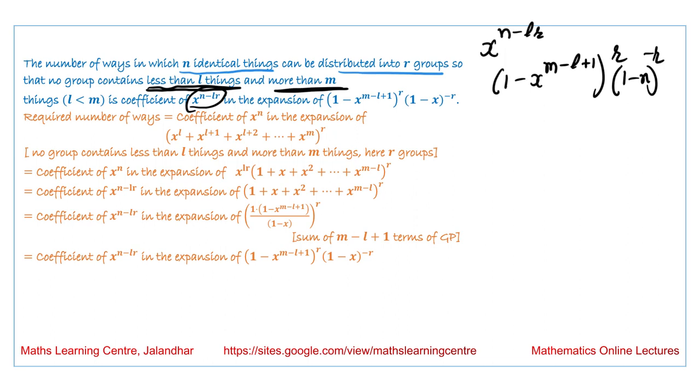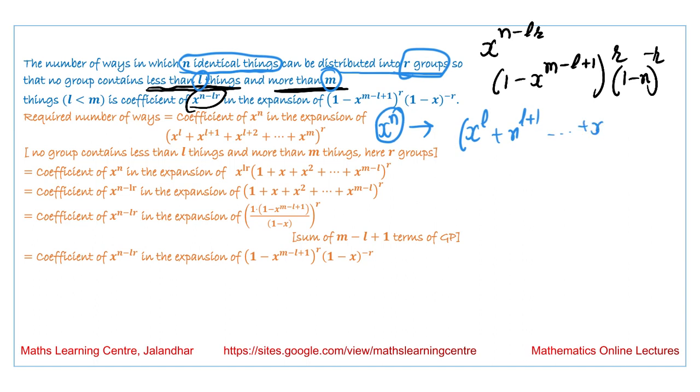So from our previous result, we know that the number of ways of distributing n identical things in R groups, so that the things lie between L and M, is given by the coefficient of the term x raised to the power n in the expansion of (x raised to the power L plus x raised to the power L plus 1, and so on up to plus x raised to the power m) whole raised to the power R. Here R is the number of groups, and we are saying that no group contains less than L things and more than M things.